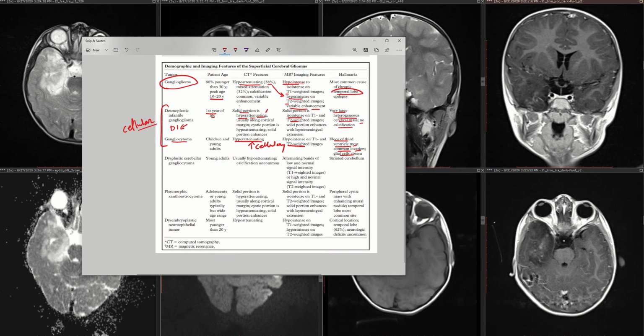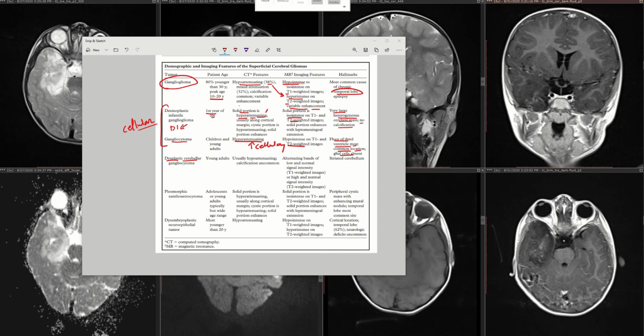So then another tumor, which we will be moving on to. Ganglioglioma and DIG both will be cellular, and that's why they will be iso to hyperintense on T2, which makes sense. So let's talk about dysplastic cerebellar gangliocytoma, which is seen in young adults.